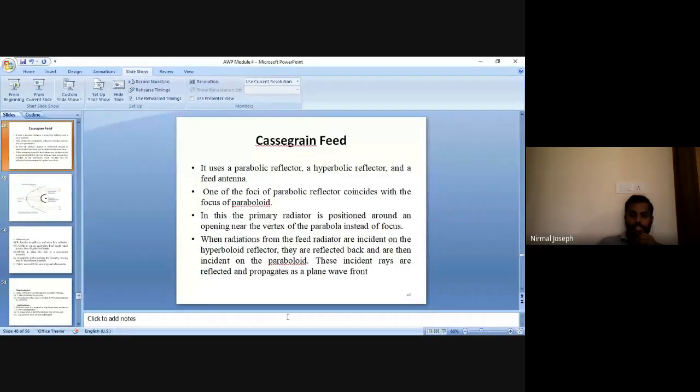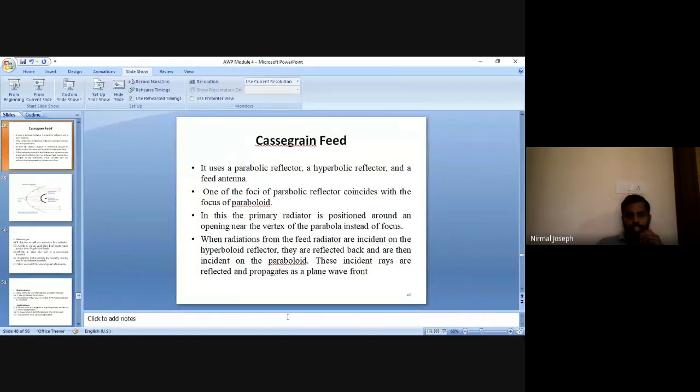Okay, two reflectors and a feed antenna. Instead of having one parabolic reflector and a feed antenna, we are having two reflectors and one feed antenna. Of the two reflectors, one is a parabolic reflector and the other is a hyperbolic reflector. Okay. One of the foci of the hyperbolic reflector coincides with the focus of the paraboloid. Okay. That means one focus of the hyperbolic reflector coincides with the focus of the paraboloid.